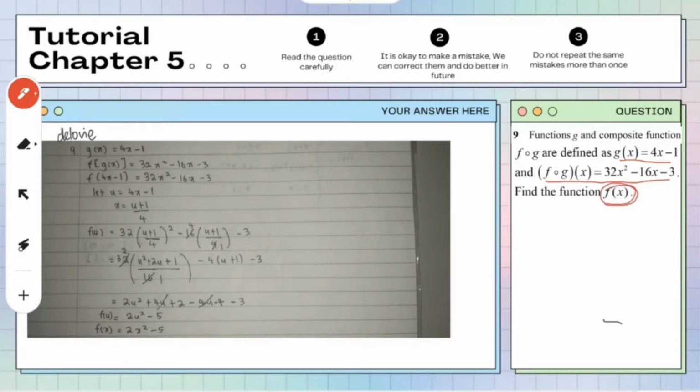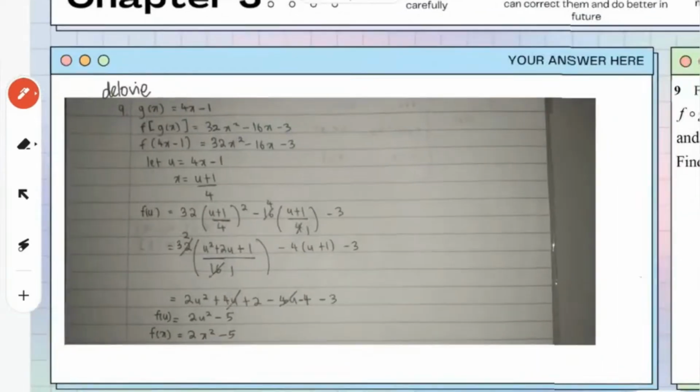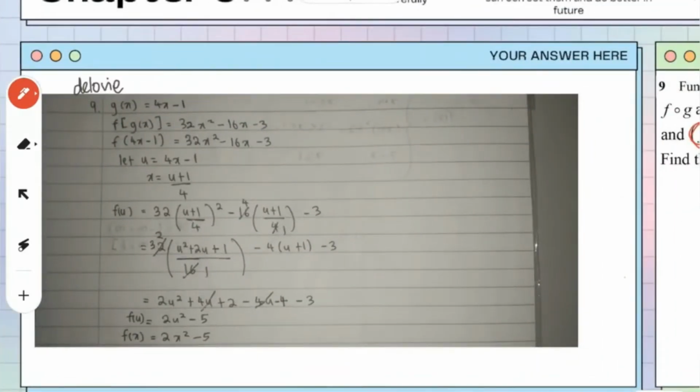So fx ni berada di kawasan luar. Okay, so kawasan luar selalunya kita akan guna yang let tu kan. So let's look at this question. So first, dia lebih masukkan gx dalam f. Okay, this one is correct.